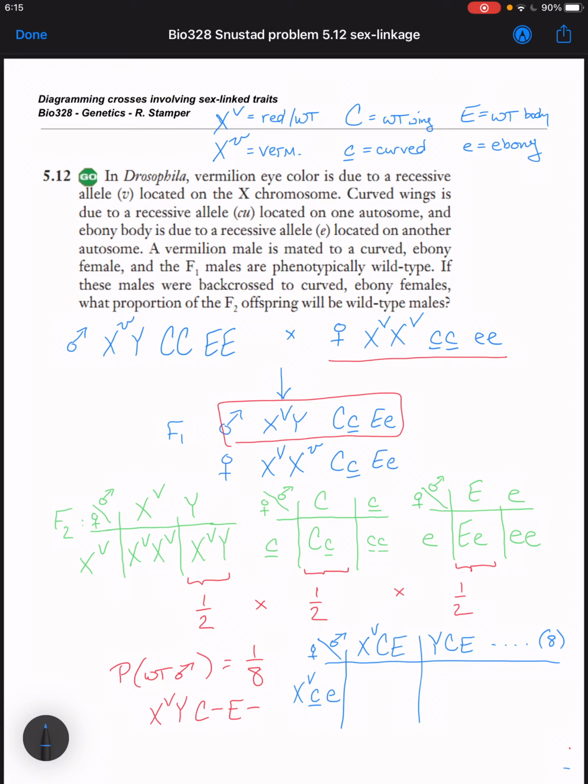All right, so get comfortable with this. You can do big crosses, big Punnett squares. You can do smaller ones and multiply together. Remember, in the language of probability, anytime I say the word and, I'm multiplying my individual probabilities. Anytime I say the word or, I'm adding together those probabilities.